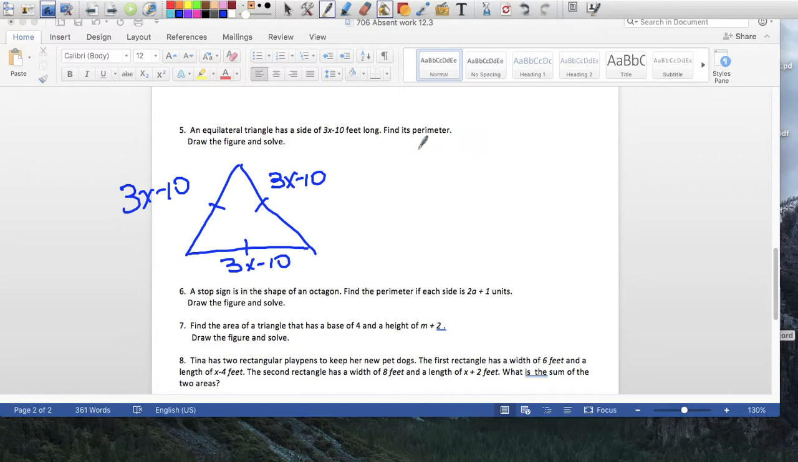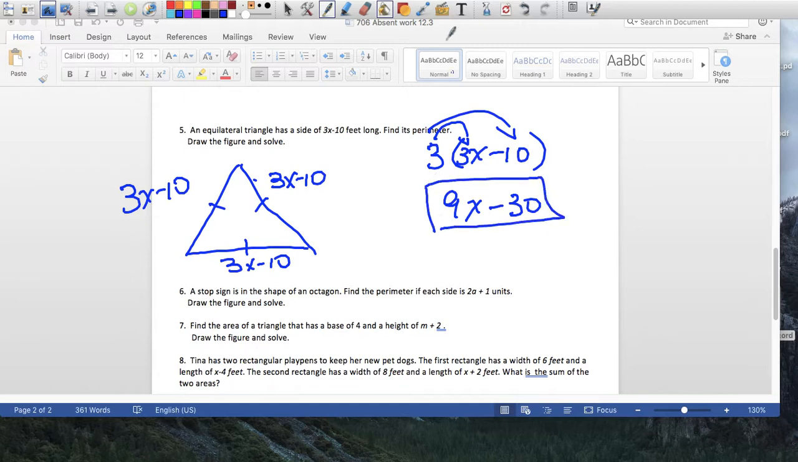So I'm going to take the shortcut, and I'm going to multiply. You can add 3x minus 10 plus 3x minus 10 plus 3x minus 10. Or you can simply write it as this, right? Because you're multiplying 3 times. Actually, it's 3 over here. So distribute properly. 3 times 3 is 9x. And then 3 times this guy here is negative 30. Final answer, this one.